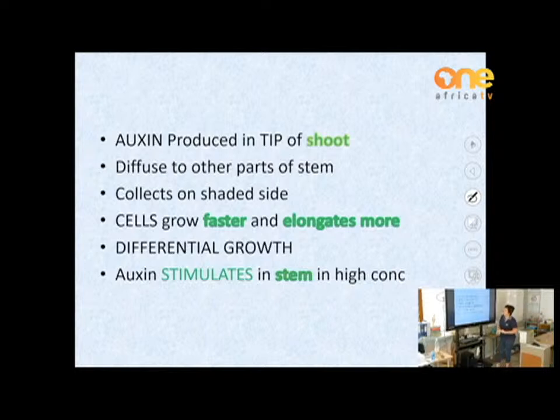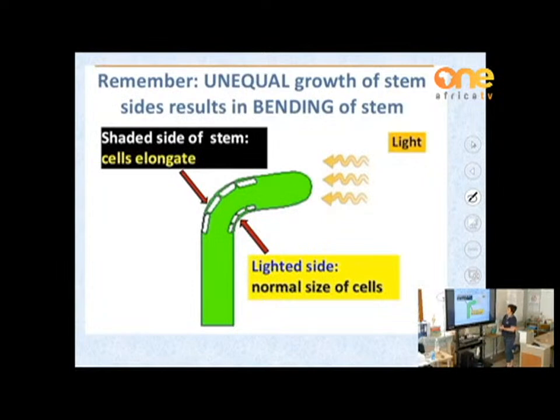So we just revise. Auxin is produced in the tip of the shoot. It diffuses to other parts. More collects on the shaded side. The cells grow faster and elongate more on the shaded side. Normal growth rates on the side of the light. That brings us to differential growth, and it is stimulating growth in the stem. And we just have the same slide: unequal growth or differential growth causes the bending of the stem towards light.